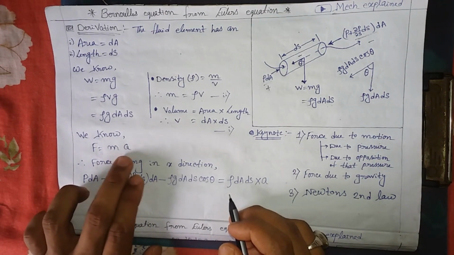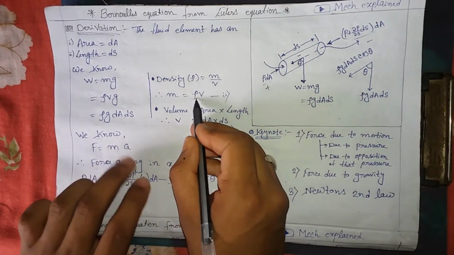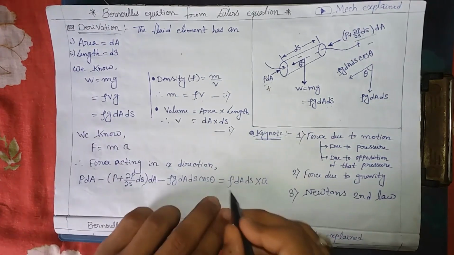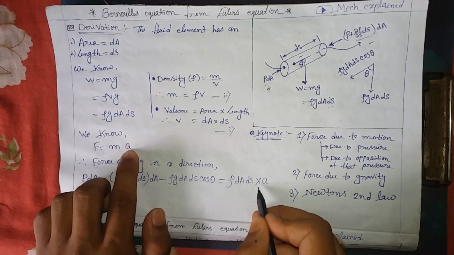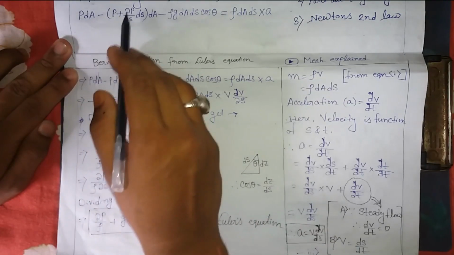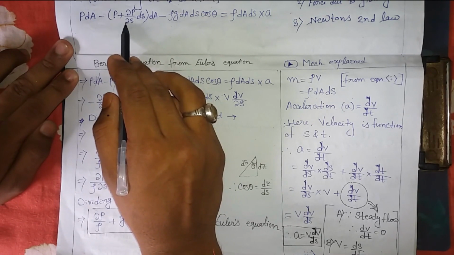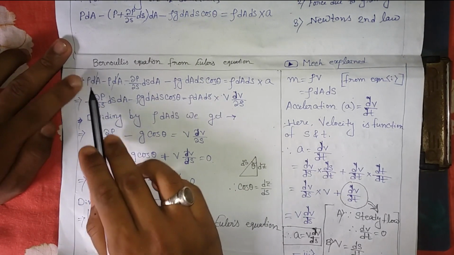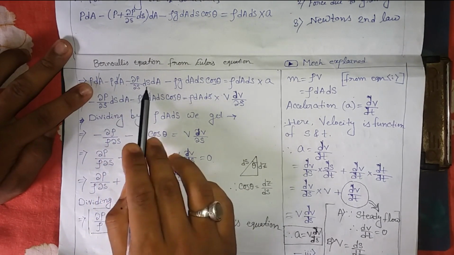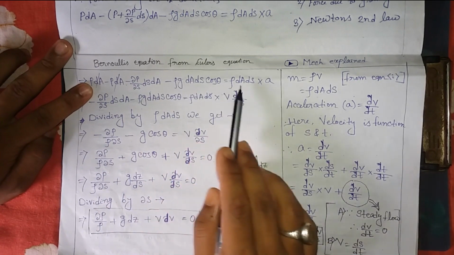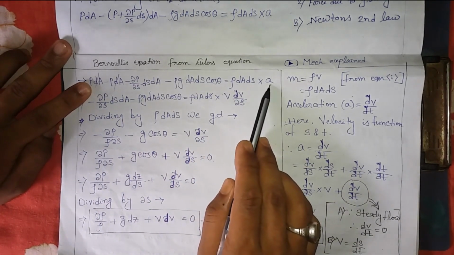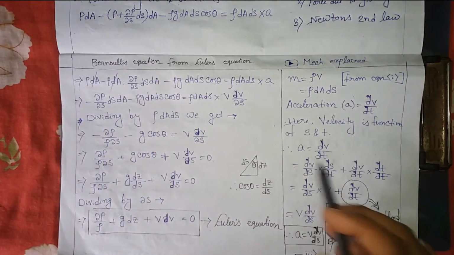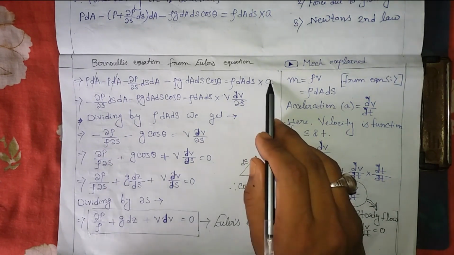mass into acceleration, since force equals mass into acceleration. What is mass? Mass equals rho into volume, and we can put the value of volume as dA ds, that means rho dA ds. So P dA minus P dA minus del P del S ds dA minus rho g dA ds cos theta equals rho dA ds into acceleration. So this P dA and this P dA will be cancelled out, and now we have to find the acceleration.